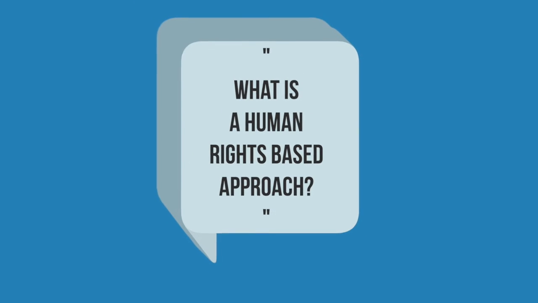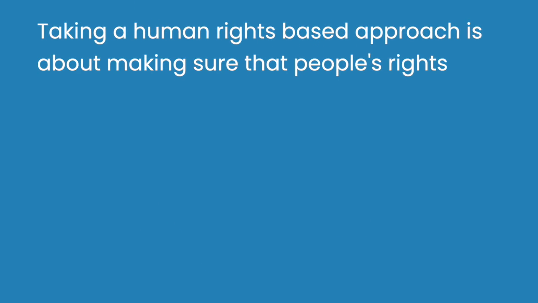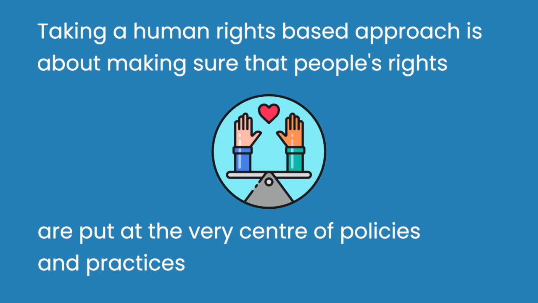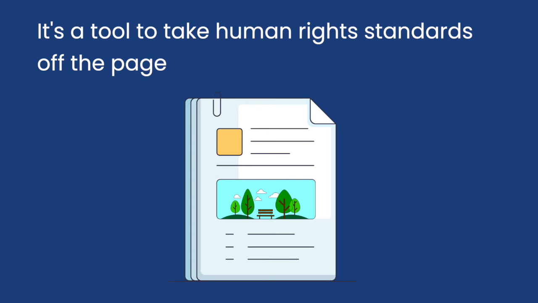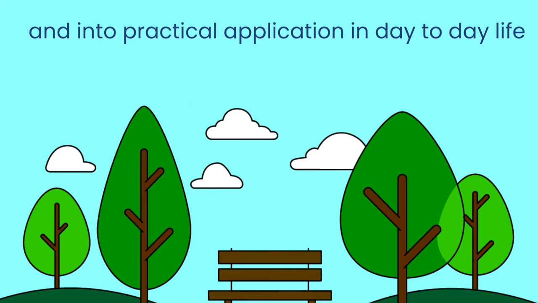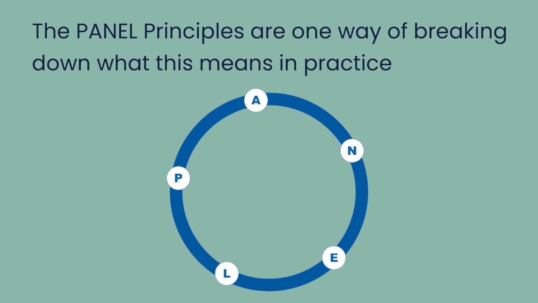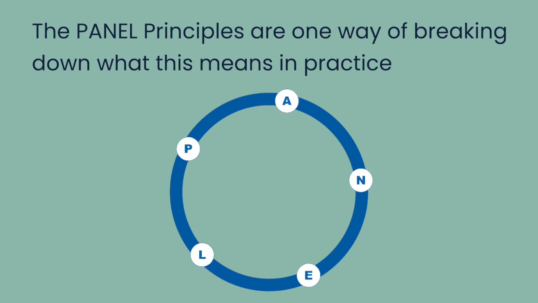What is a human rights-based approach? Taking a human rights-based approach is about making sure that people's rights are put at the very centre of policies and practices. It's a tool to take human rights standards off the page and into practical application in day-to-day life. The PANEL principles are one way of breaking down what this means in practice.